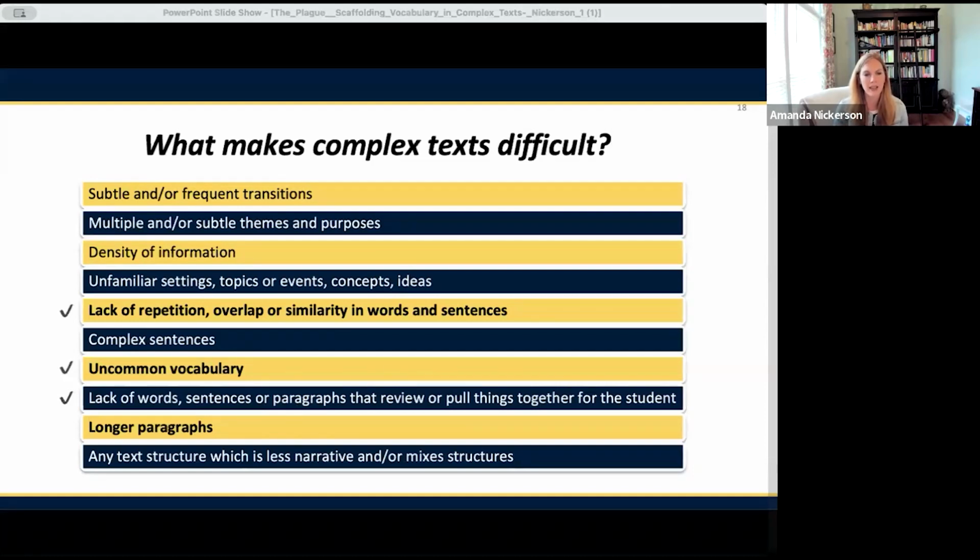So texts that are complex tend to lack repetition or overlap or similarity in words and sentences. Something might appear just once in the text. Often, especially as students get older or into content areas, they're going to encounter uncommon vocabulary. And then they're also possibly going to encounter a lack of words or sentences or paragraphs that review or pull things together for the students. So those are all things that we have to contend with when students are reading these texts.